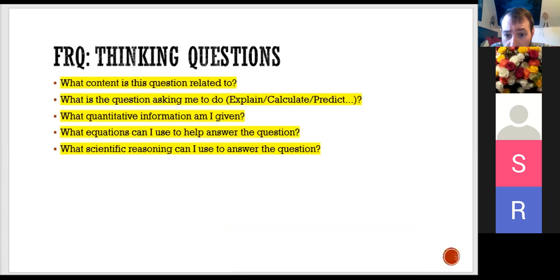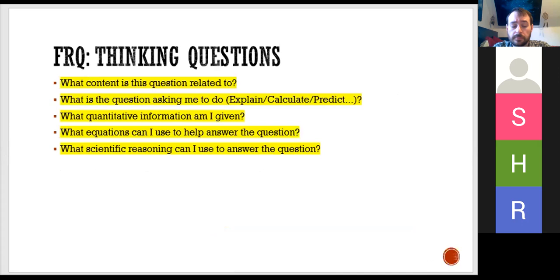Could I get Heidi to read these out? What content is the question related to? What is the question asking me to do? Explain, calculate, predict. What quantitative information am I given? What equations can I use to help answer the question? What scientific reasoning can I use to answer the question? Thank you, Heidi. Now, these 5 questions are questions you should be thinking when you're going through the FRQ.